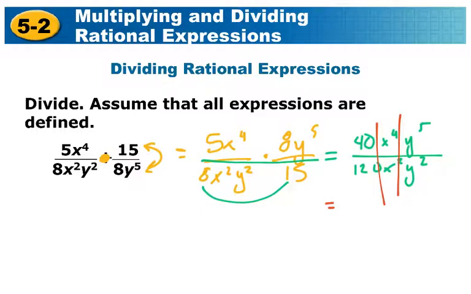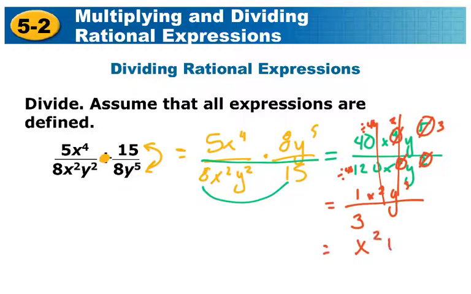And so 40 over 120 can be reduced by 40. So if I divide by 40 to the top and the bottom, I get a 1 on top and a 3 on bottom. For the x's, there's 4 on top and 2 on bottom, so if we reduce, there's 2 left on top. And then for the y's, there's 5 on top and 2 on bottom, so if we reduce, there's 3 left over on top. So a little less sloppy, we've got x squared, y cubed, all of that over 3.